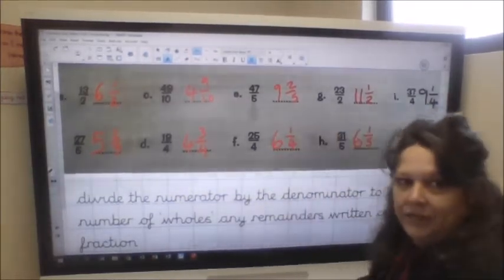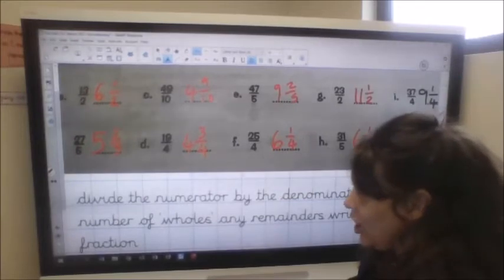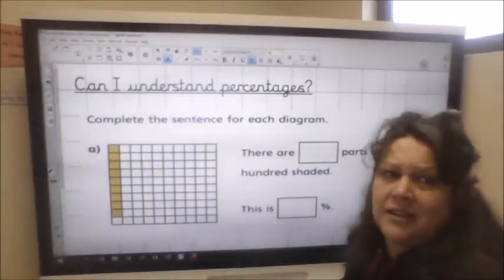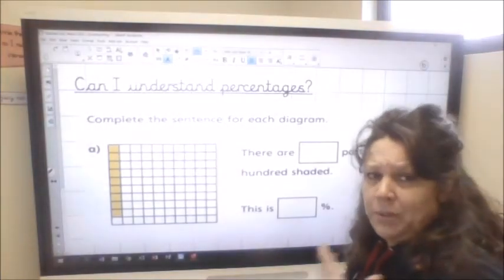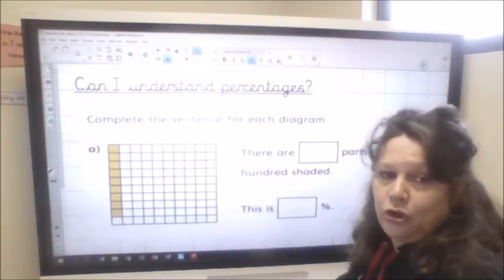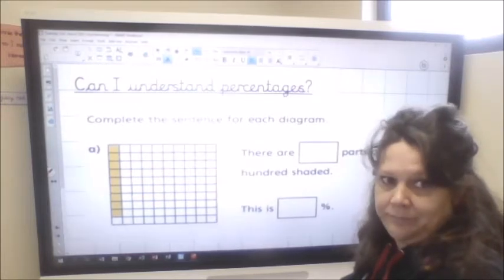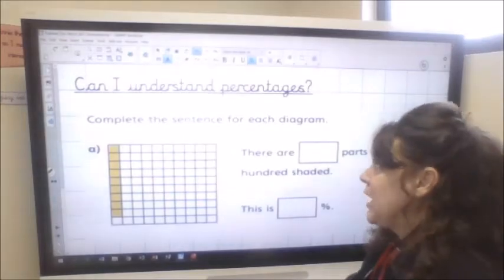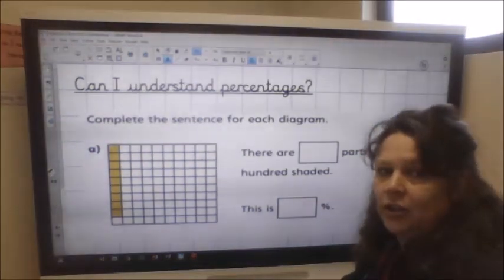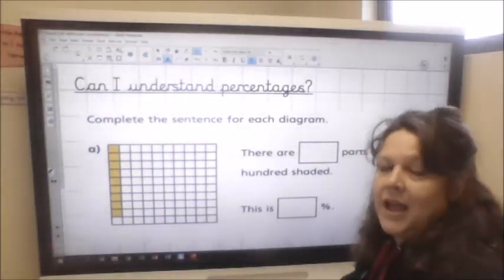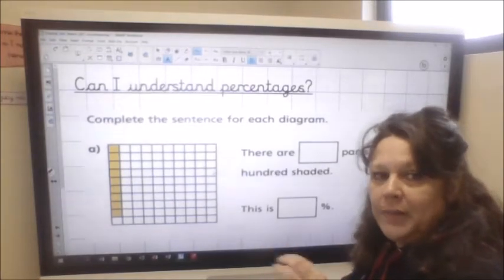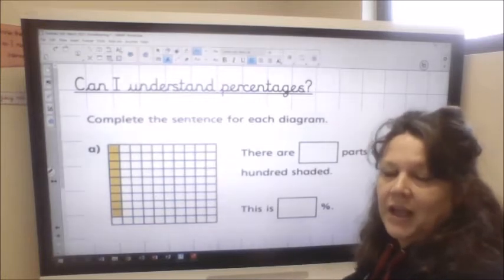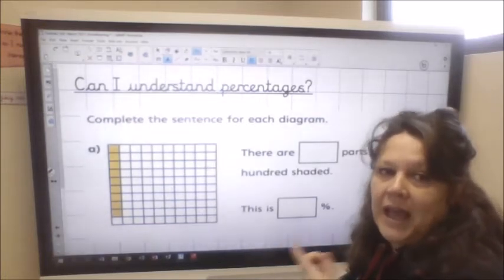I said that we're going to be having a little look at percentages, and today our learning question is, can I understand percentages? So percentages means out of 100. Okay, out of 100. That's what it means. So we're going to have a little look at some exercises today, and we're going to make sure that we fully understand what that means and how we write percentages, okay, and how we calculate them.